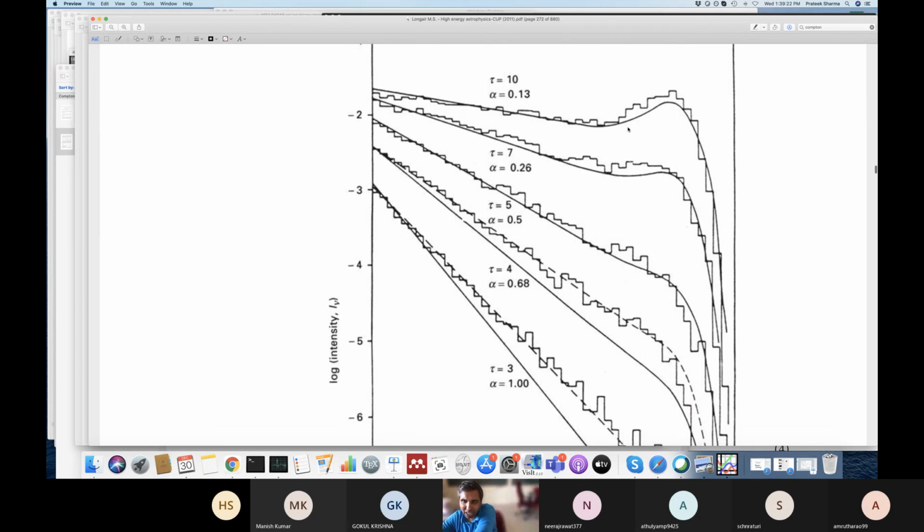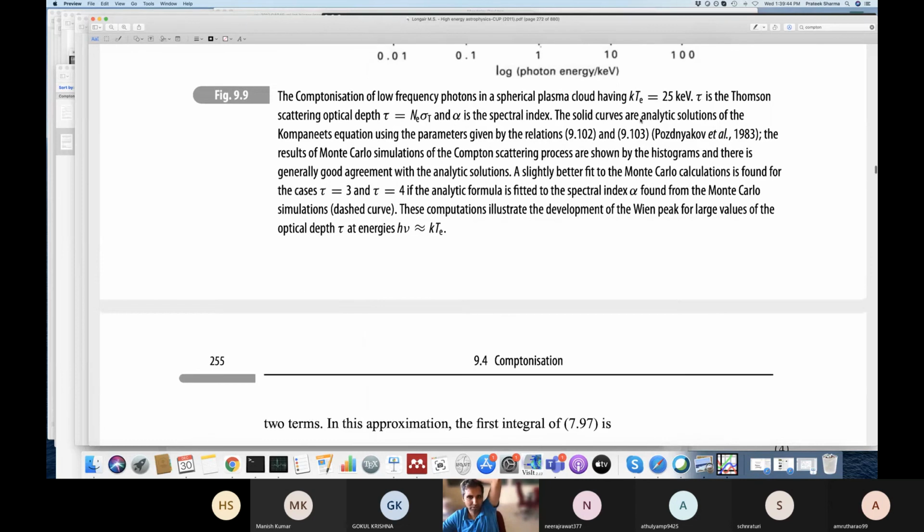This one starts looking like a black body, but this is not a black body. It is a Maxwell-Boltzmann, it is a Bose-Einstein distribution, right, which is obtained for large optical depths, but in the absence of absorption and emission. What else?